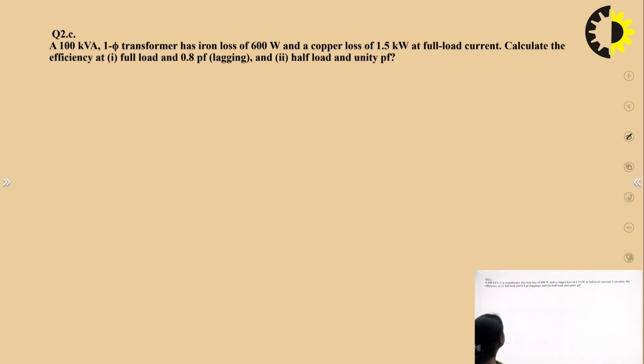Now the next question: a 100 kVA single phase transformer has iron loss of 600 watt and a copper loss of 1.5 kilowatt at full load current. Calculate the efficiency at full load, where the power factor is given 0.8 lagging, and second, find the efficiency at half load, where the power factor is given unity, that is 1.